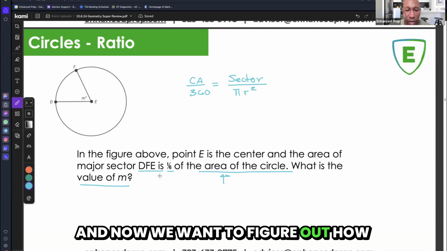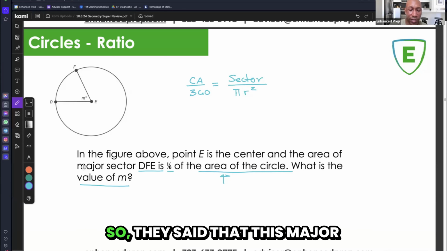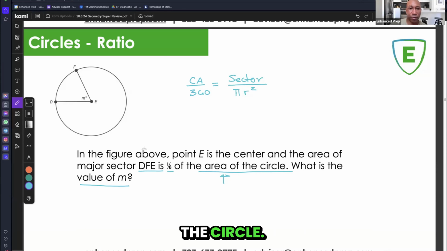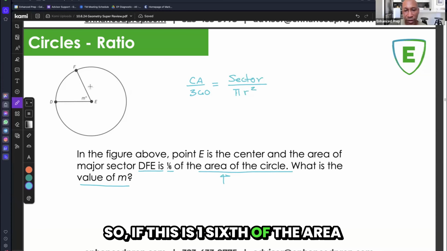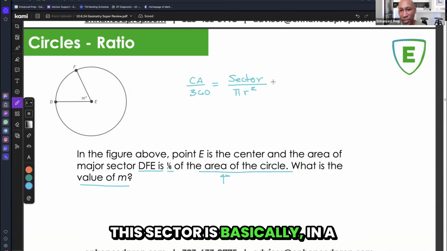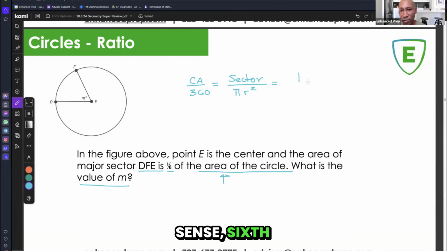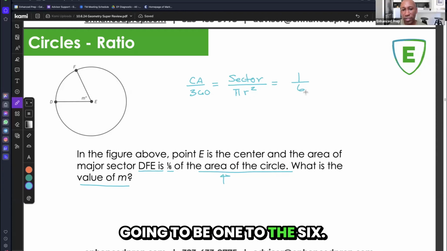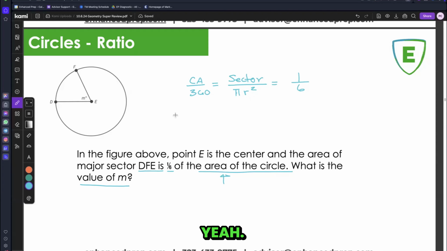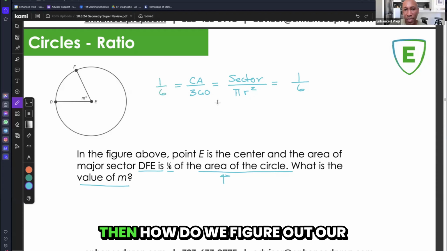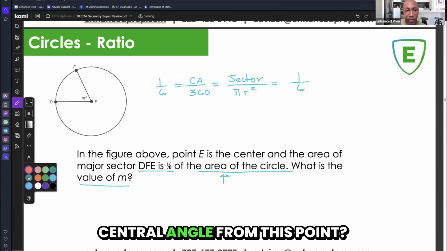Now we want to figure out how we can use the other information. They said that this sector is 1/6 of the area of the circle. So if this is 1/6 of the area of the circle, our sector over our area is going to be 1/6. Does that make sense, by the way? Yeah, 1/6. I'm just going to put it over here because it makes it a little bit easier. Then how do we figure out our central angle from this point?